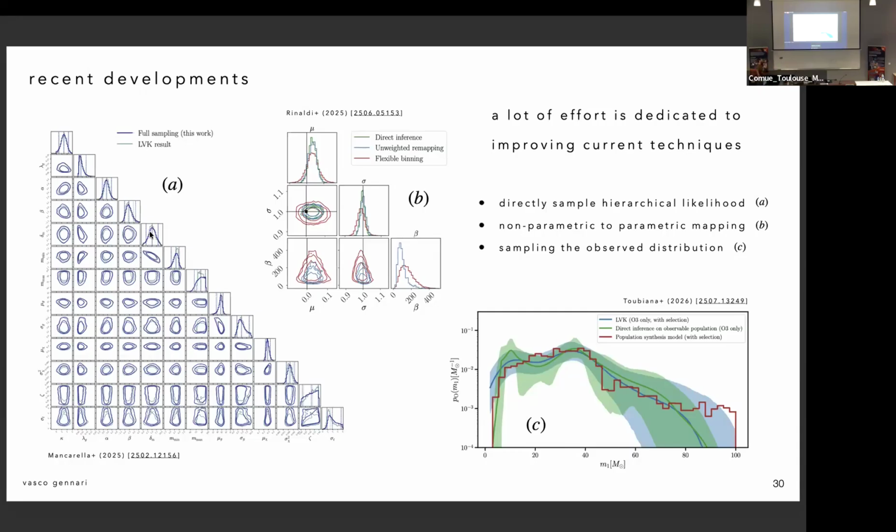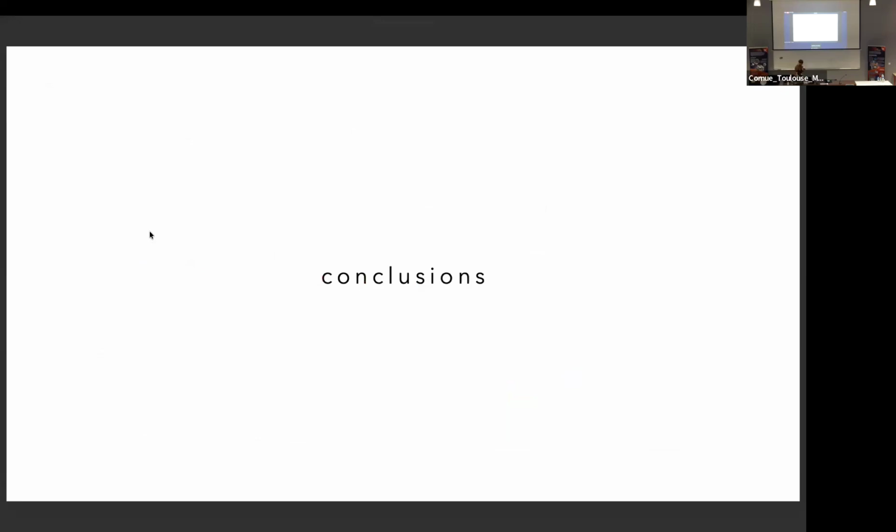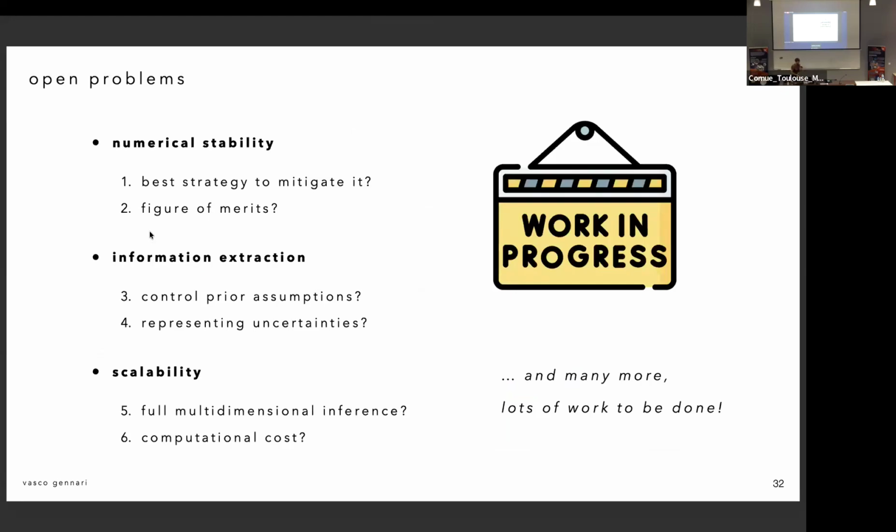Again, I put references here for people that may be more advanced and more interested. And I will conclude just mentioning what I believe could be considered open problems in this field. Just to convince you again that this is something that is pretty recent and there is still a lot of work to be done.